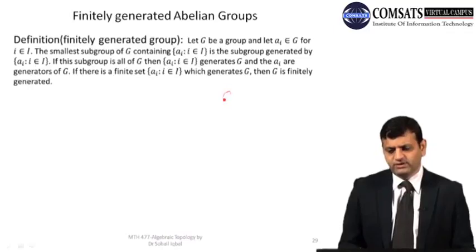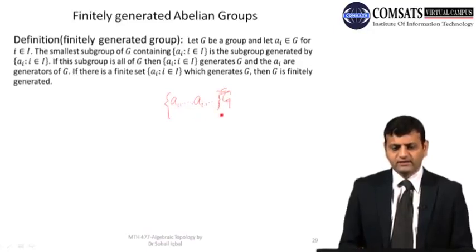So consider a group G. So if there are elements a1 up to so on, could be finite, could be infinite, these elements contained in the group G. So the smallest subgroup of G containing all these elements. So how to obtain the smallest subgroup of G containing all these elements? So it's very simple. Take the intersection of all subgroups containing these elements. So that will be the smallest subgroup of G containing all these elements.